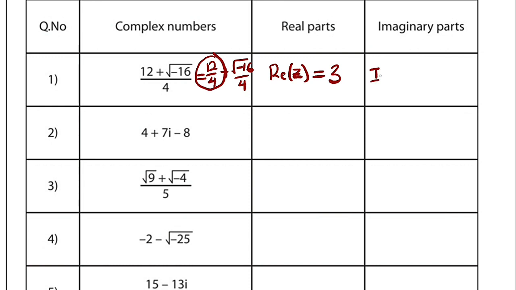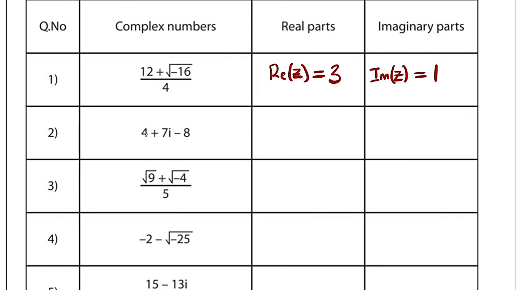What about the imaginary part of this z? The imaginary part will be the square root of negative 16 divided by 4. Square root of negative 16, remember, is 4i, right? But 4i divided by 4, because we have 4 here, will give us i. But the imaginary part is just the coefficient of i. So the coefficient of i here is 1. So we have this as 1.